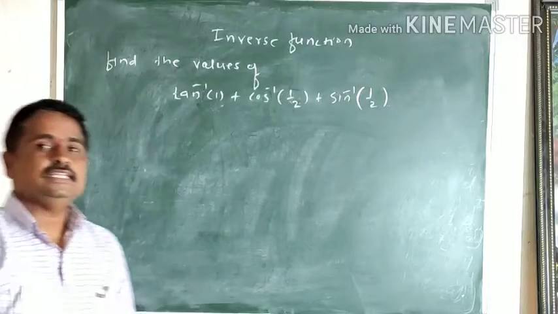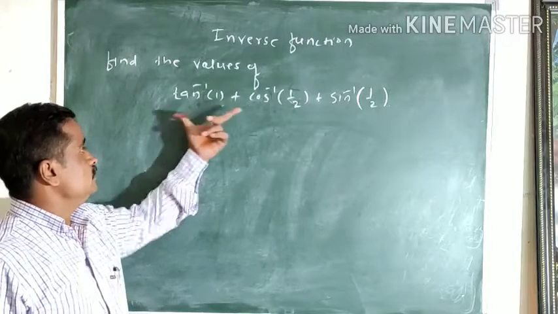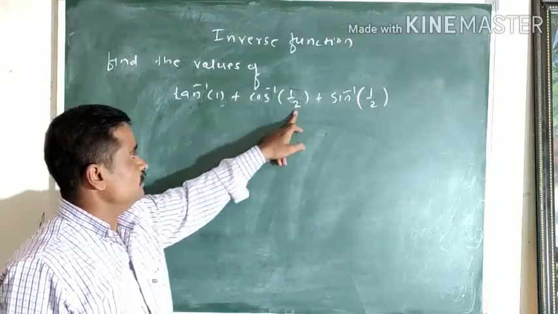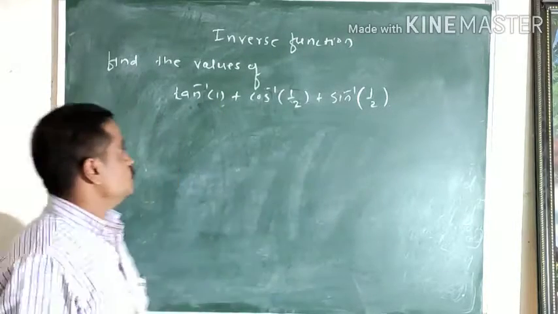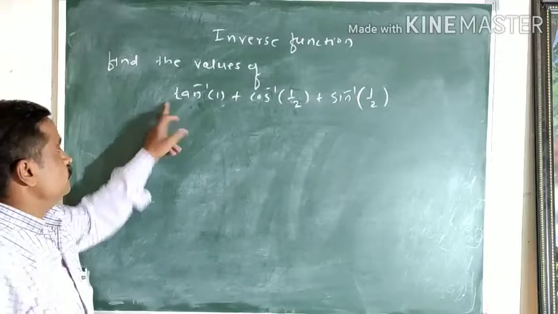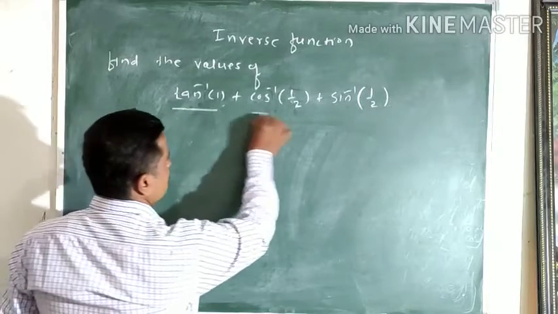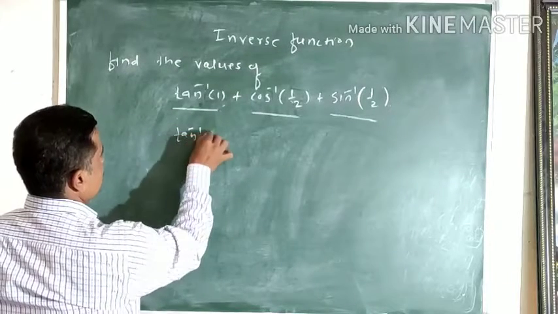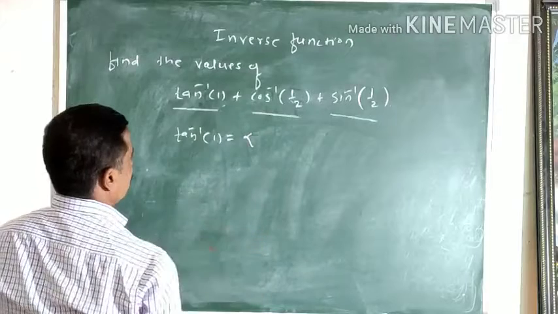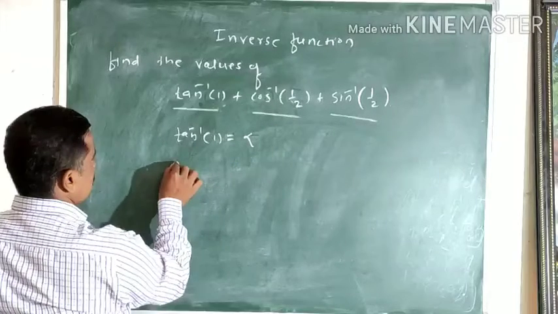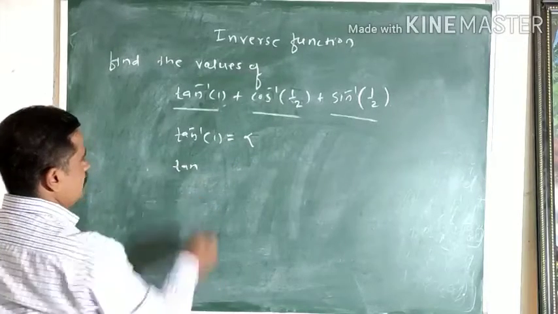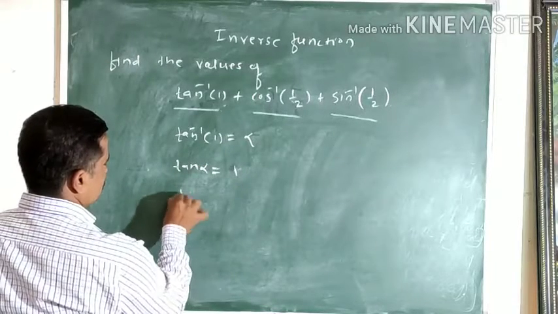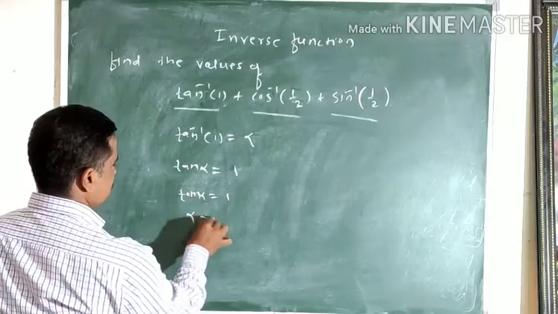1 half. In this case we have to find the summation of three inverse functions, where the values are 1, 1 half and 1 half. For this purpose we consider these as alpha, beta and gamma. So consider tan inverse of 1 equals alpha. That means tan alpha equals 1.